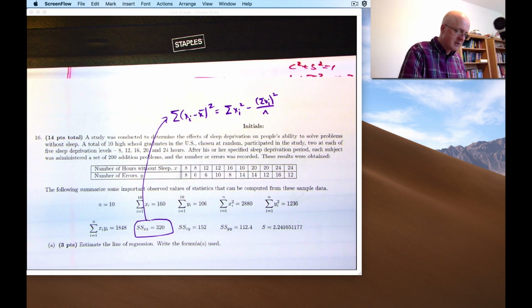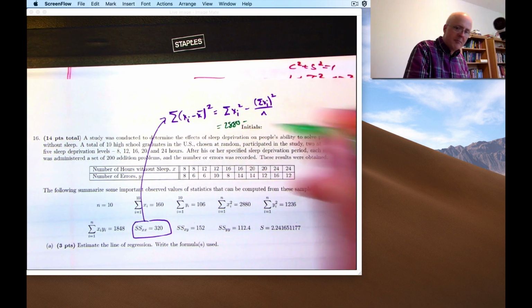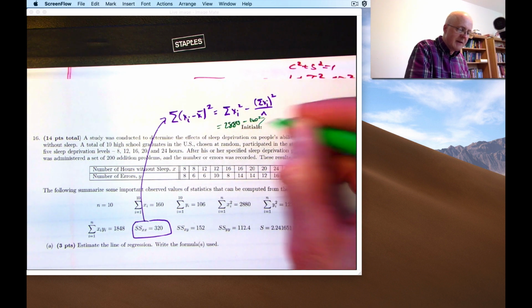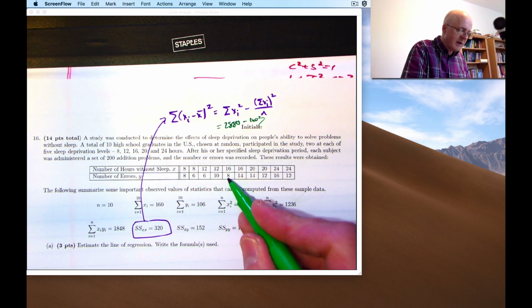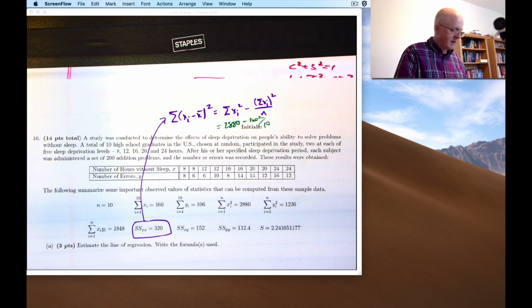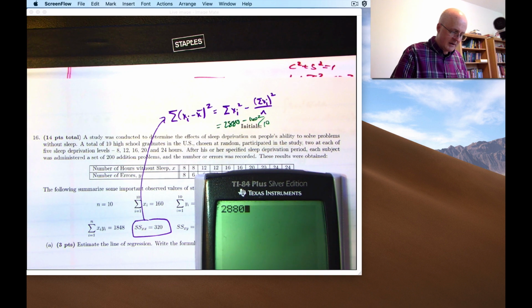The sum of the x squareds is 2880. So this would be 2880 minus the sum of the x's, 160, squared divided by n. What is n here? 1, 2, 3, 4, 5, 6, 7, 8, 9, 10. N is 10. Hopefully this gives us 320. Let's see if it does. 2880 minus 160 squared divided by 10 is indeed 320. Makes me very happy.